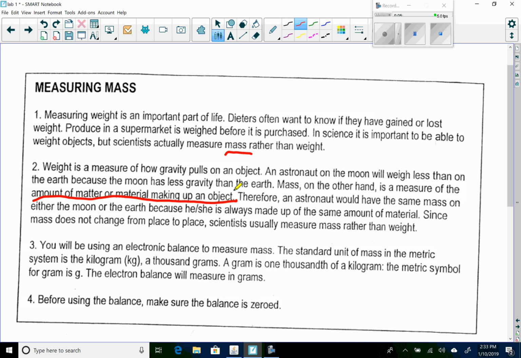Therefore, an astronaut would have the same mass on either the moon or the Earth because he or she is always made up of the same amount of material. Since mass does not change from place to place, scientists usually measure mass rather than weight.